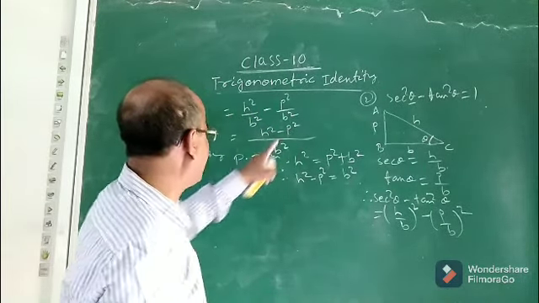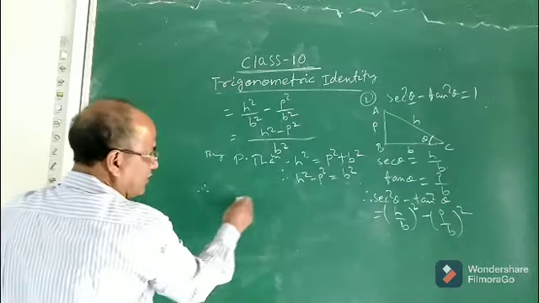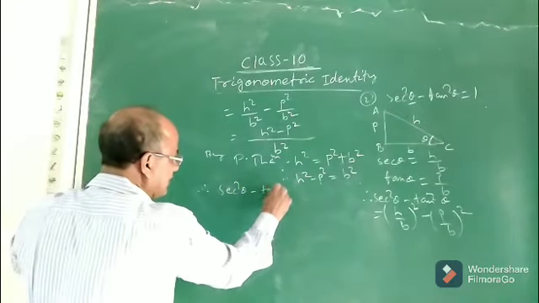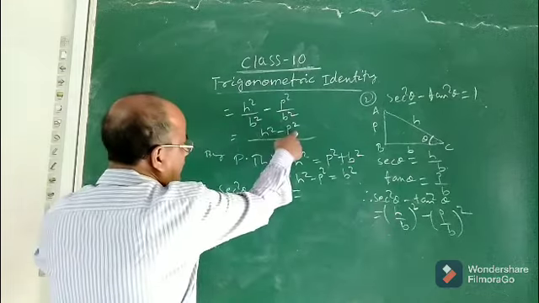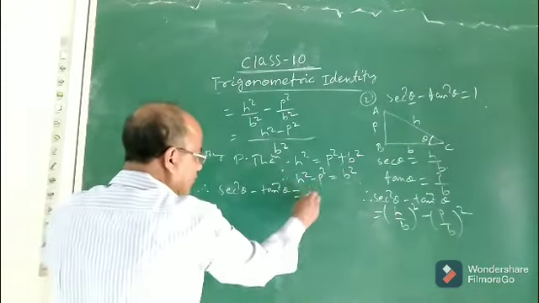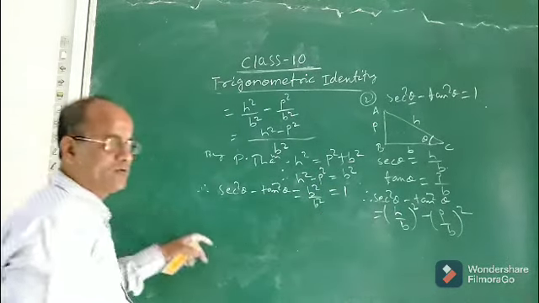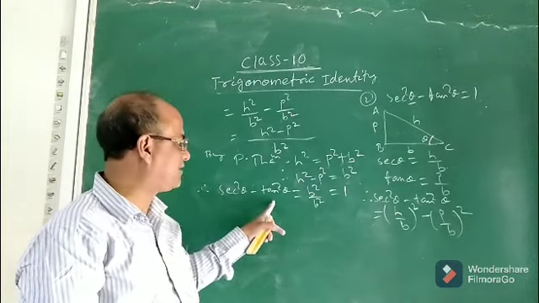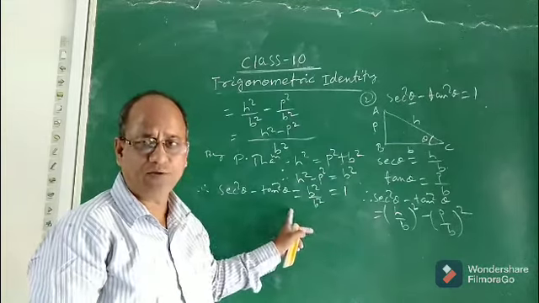Now, putting this value here, what will we get? We will get sec square theta minus tan square theta equal to h square minus p square by b square. So in place of h square minus p square, you put b square. So it is b square by b square, and b square by b square is 1. So what did you see, children? Sec square theta minus tan square theta is equal to 1. Okay. This is the geometrical proof.